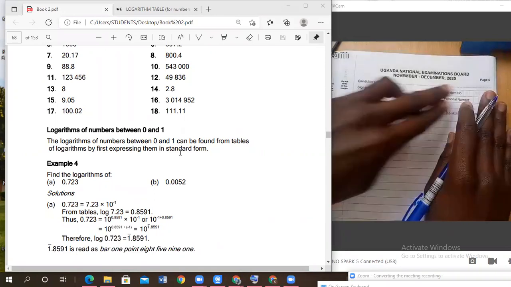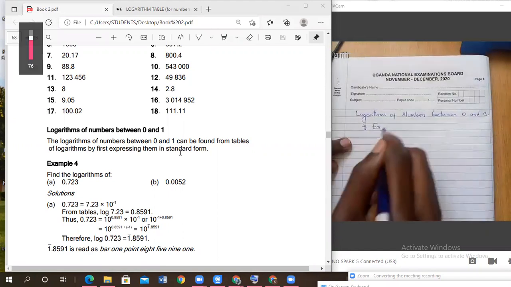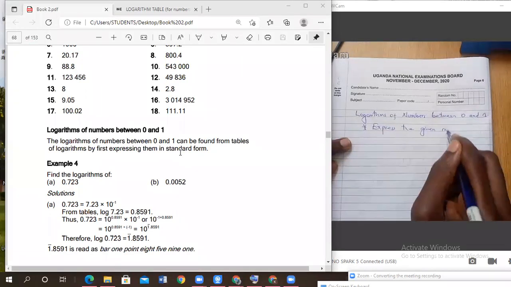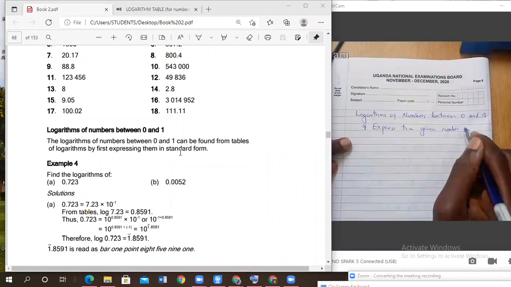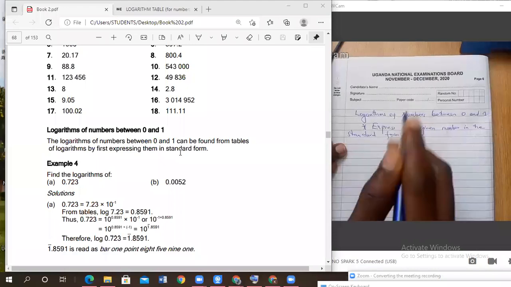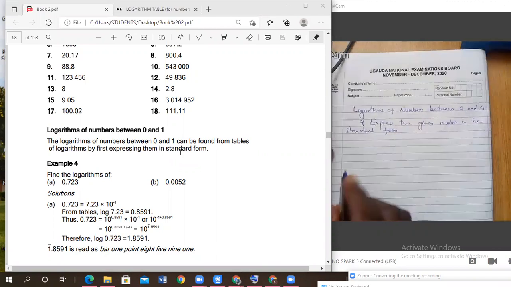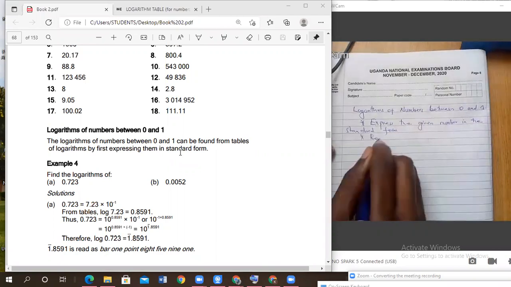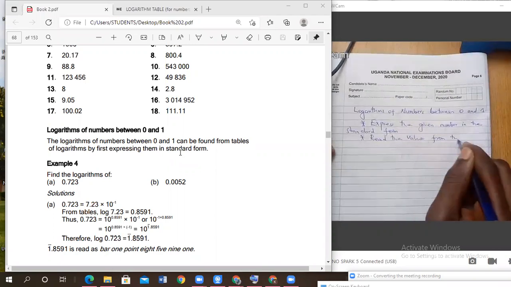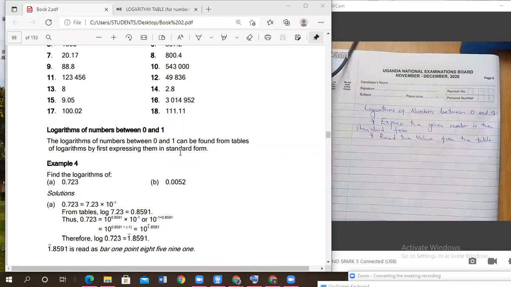So we do the same. We first express numbers in standard form. Express the given number in standard form. Then after that, read the value from the table.